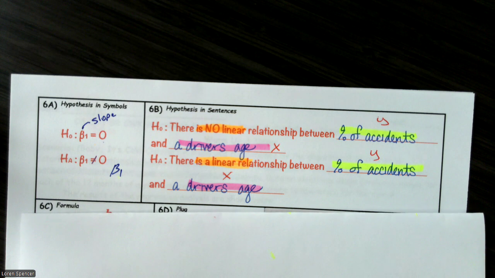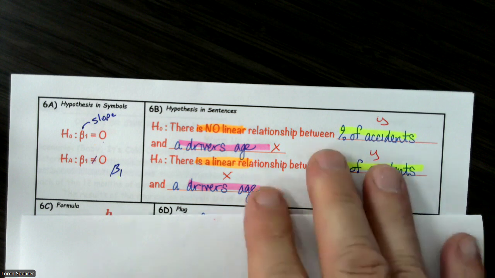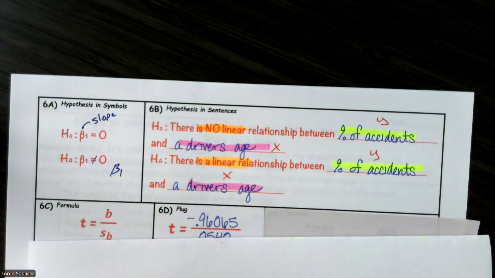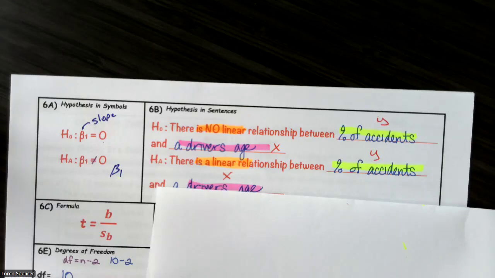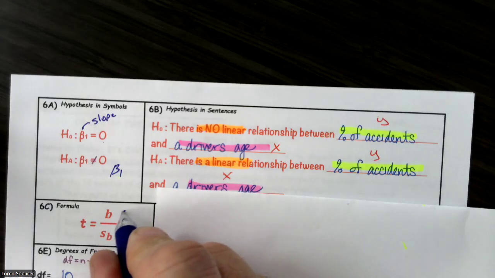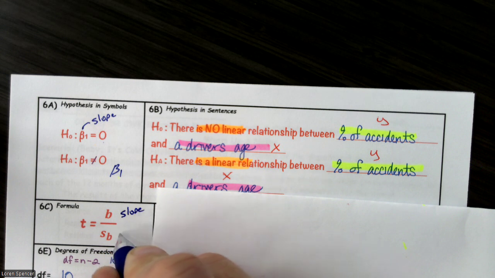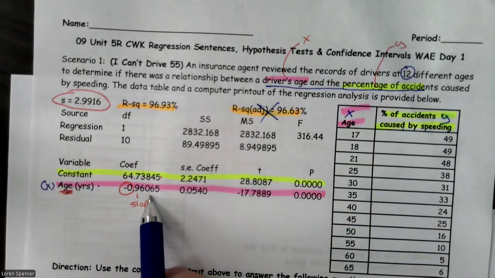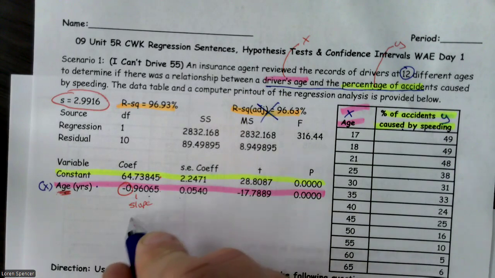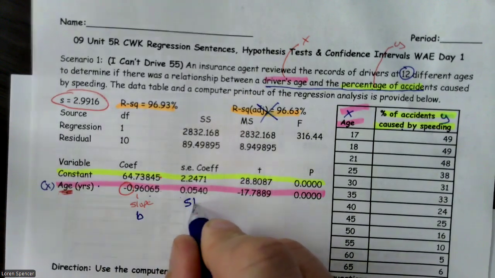The next thing it's going to ask you for is the formula. Well, the formula for this is really simple: T equals B over SB. First off, what is B and what is SB? That's a good question. B is my slope, and this is SE of the slope. So if I go back and look at my data table, there's my slope, so this is my B, and this is my SB.